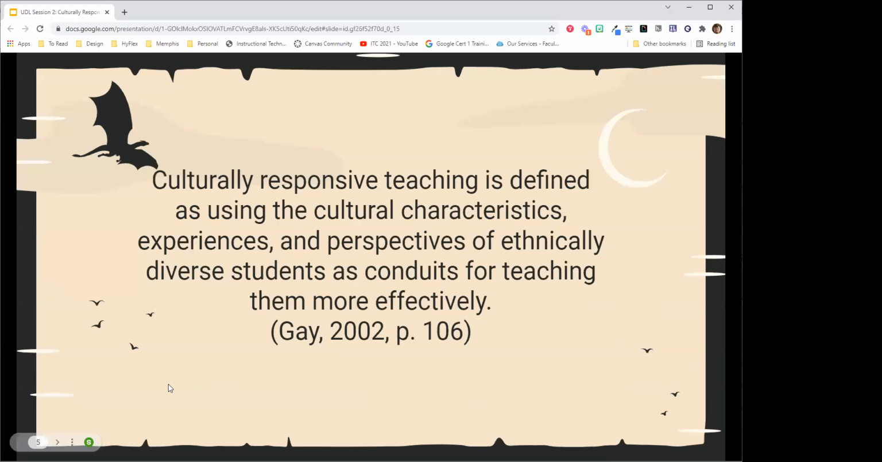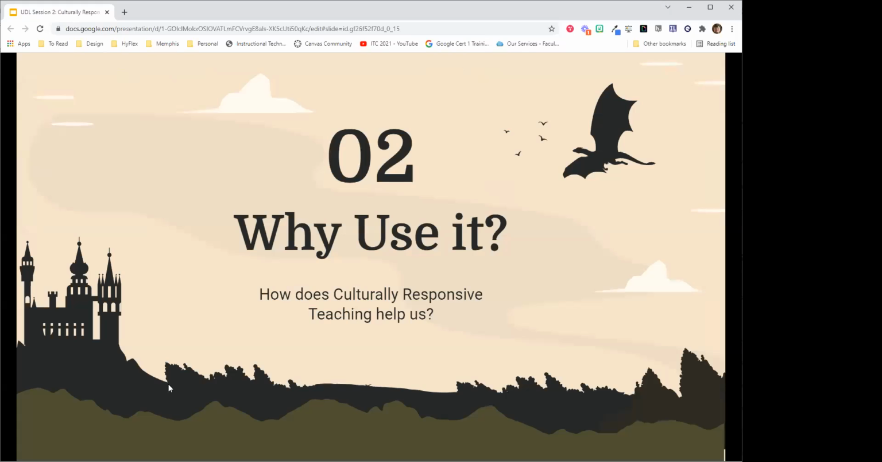This is a great quote that really provides some great parameters around it. Culturally responsive teaching is defined as using the cultural characteristics, experiences, and perspectives of ethnically diverse students as conduits for teaching them more effectively. So that's really the heart of what culturally responsive teaching is. It's about making sure that our students' cultural characteristics and perspectives are harnessed and used for better and more effective teaching, because not every student learns in the exact same way. So with that in mind, I'm going to pass it over to Paige, who's going to tell us about why we use culturally responsive teaching.